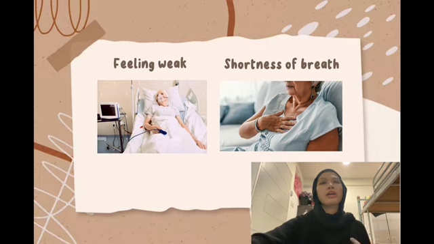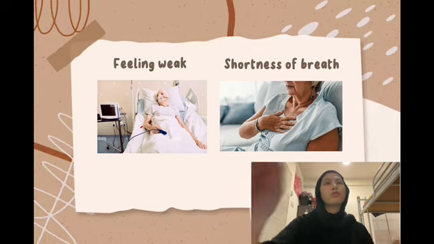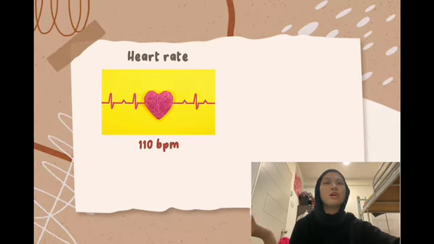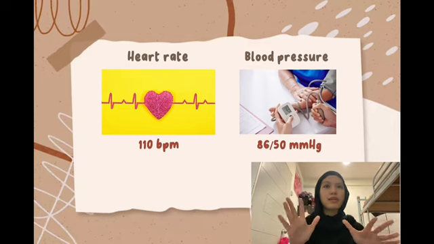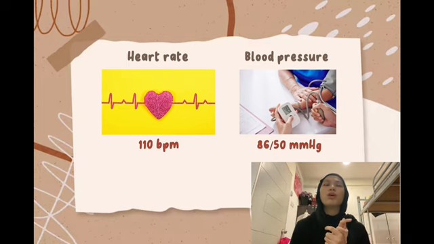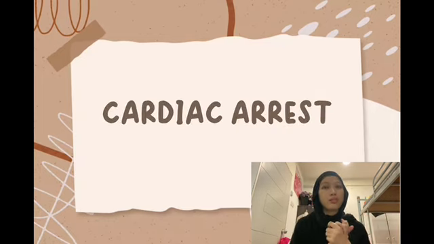So the nurse checked Mrs. Amanda's vital signs, and basically her heart rate recorded was 110 beats per minute, with BP of 86/50 millimeter of mercury, and also oxygen saturation of 90%, which is normal in this situation. However, in a short while, the patient suddenly went into a cardiac arrest.